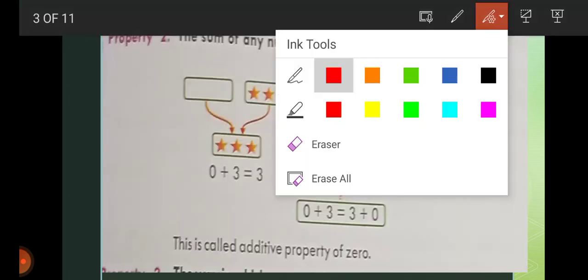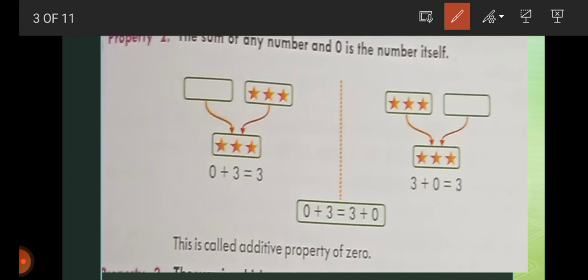Next property is the sum of any number and 0 is the number itself. Means if we add 0 to any number, we will get the number itself. For example, 0 plus 3 is equal to 3 and 3 plus 0 is equal to 3. And this is also called the additive property of 0.